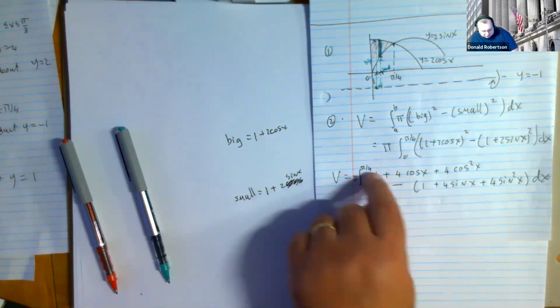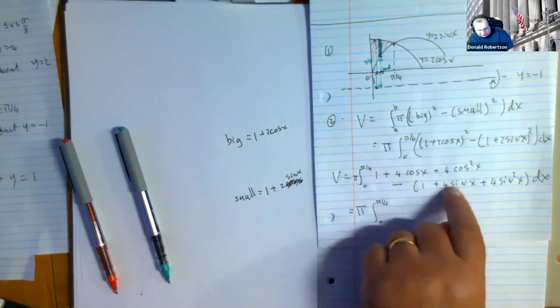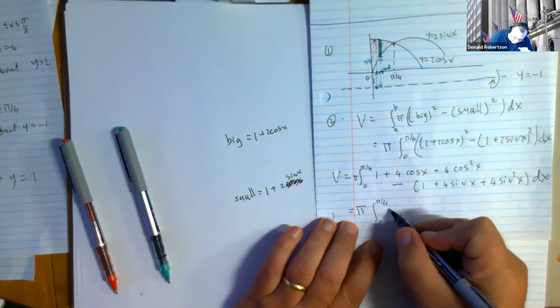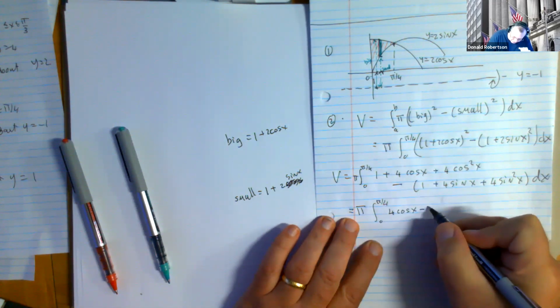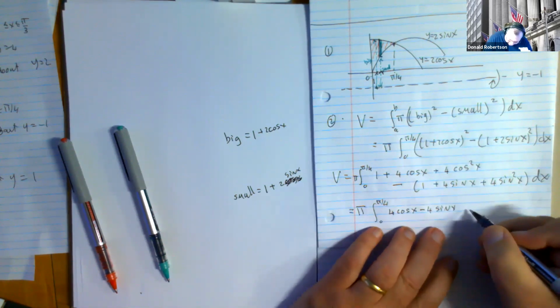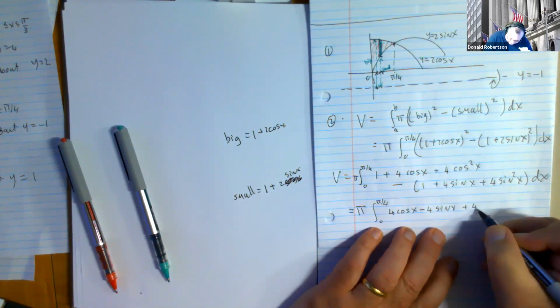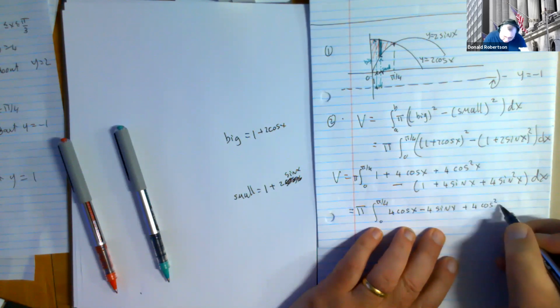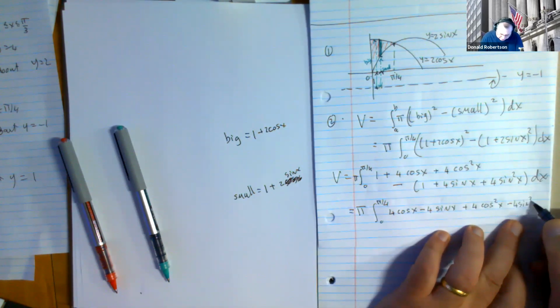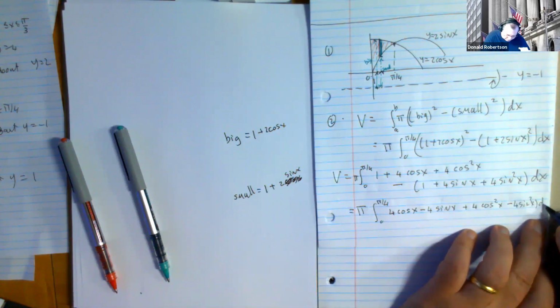One take away one gone, 4 take away that guy, 4 of these take away that guy. Let's see what it all looks like. It's going to be 4 cosine x's, take away 4 sine x's, plus 4 cos squared x's, take away 4 sine squared x's, dx.